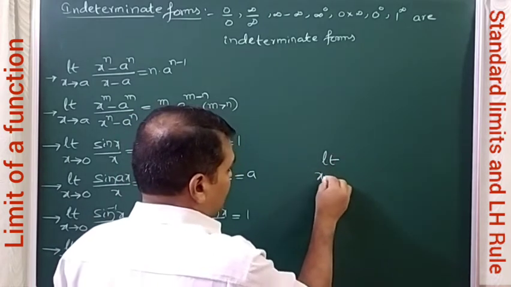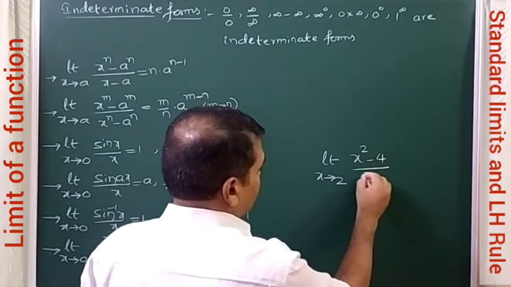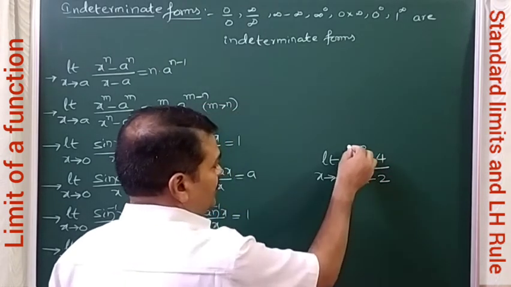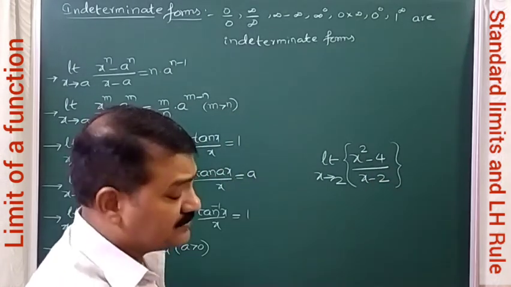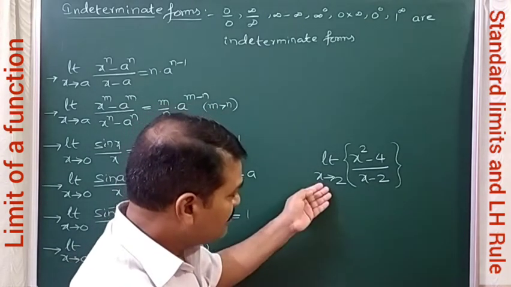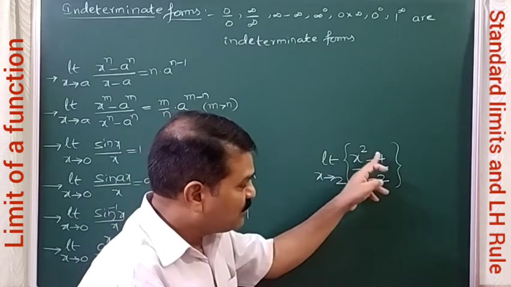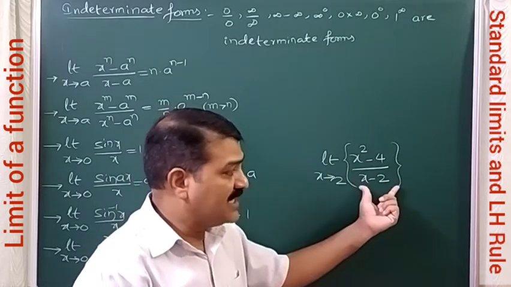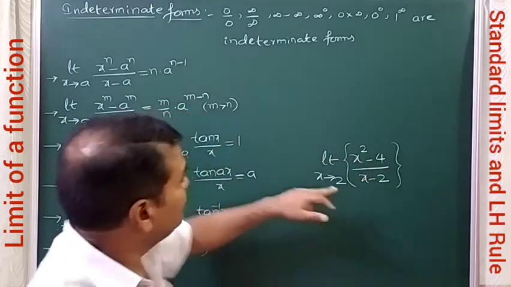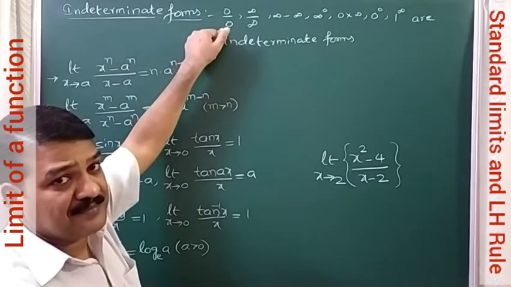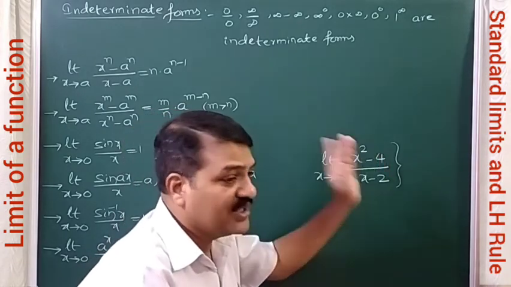For example, limit x tends to 2, and you have to do this limit evaluation. So this is your question. Can we directly use the substitution of 2? When you substitute 2 in this, you will get 0 by 0, and 0 by 0 is clearly an indeterminate form. That means you cannot directly substitute x as 2 in this function.